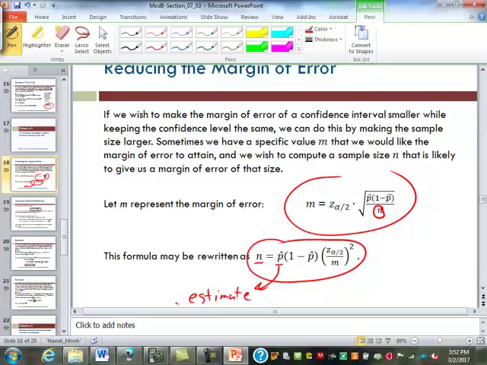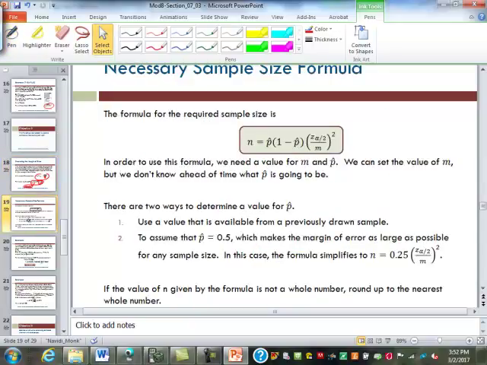If we don't have an estimate, then we've got to figure out what we're going to use there. It's times our critical value divided by our desired margin of error, and that part's going to be squared. So let's look at that here. We need to either have an estimate for that p, so use a value from a previously drawn sample. That's possible. Or if we don't have any sort of estimate for p hat, we use 0.5.